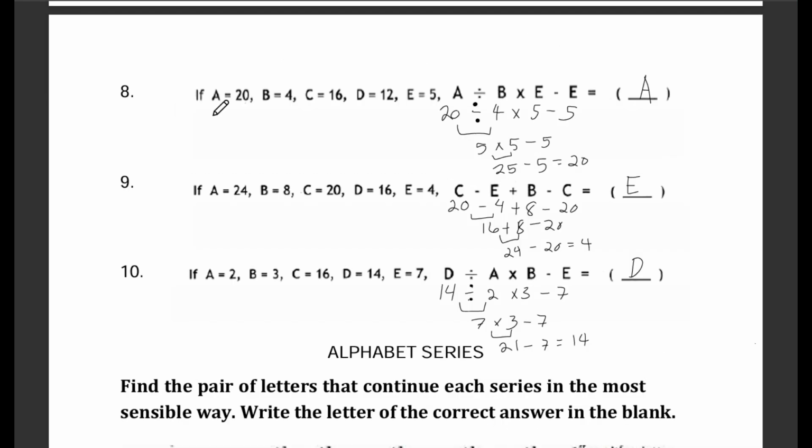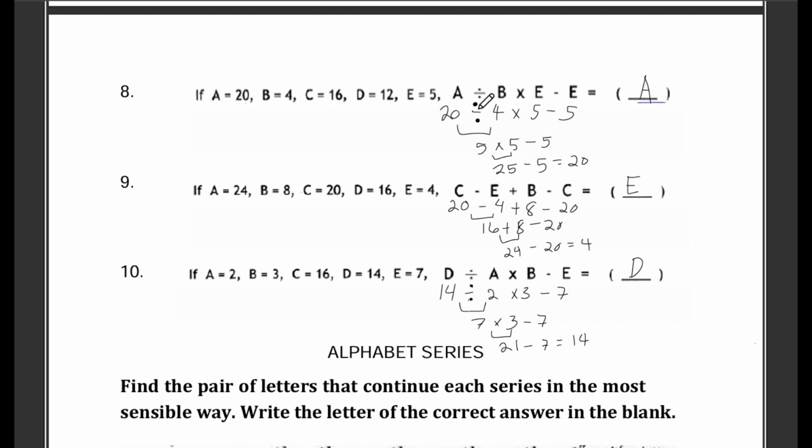Question 8. If A equals 20, B equals 4, C equals 16, D equals 12, and E equals 5, work out A divided by B, then multiplied by E, then minus E. Which letter matches the answer? Here are your options: A, B, C, D, E. The correct answer is A.